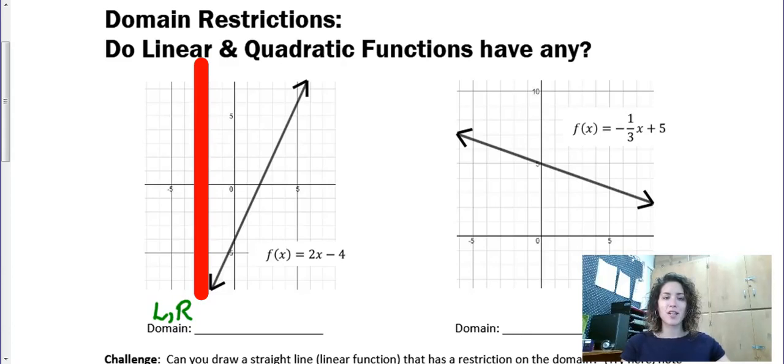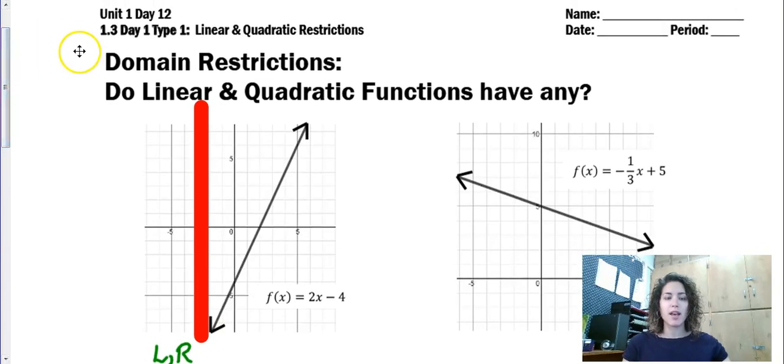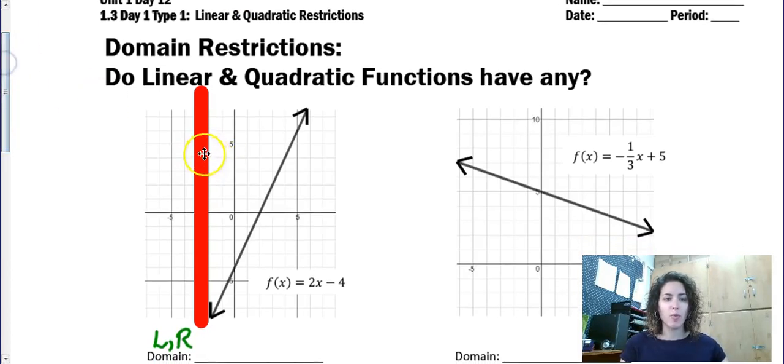Hello everybody, today starts section 1.3 in our workbooks, and that is found on page 61. If your workbook is not open yet, let's take a minute and all open up to page 61. And if you notice, I've actually already gotten a jump on the type 1.